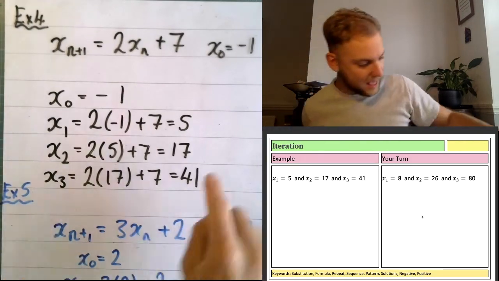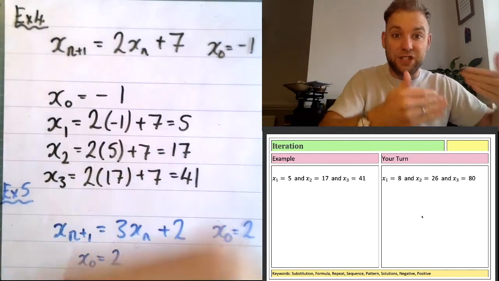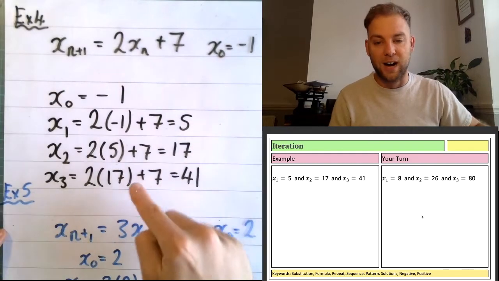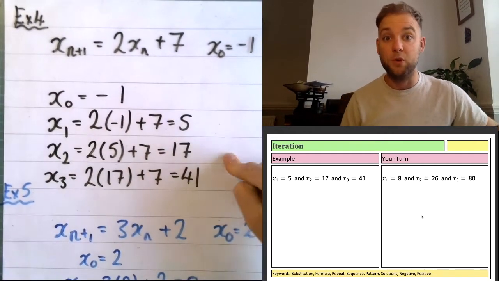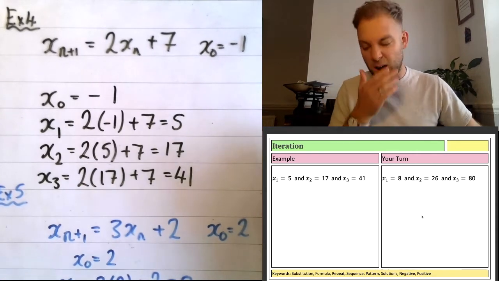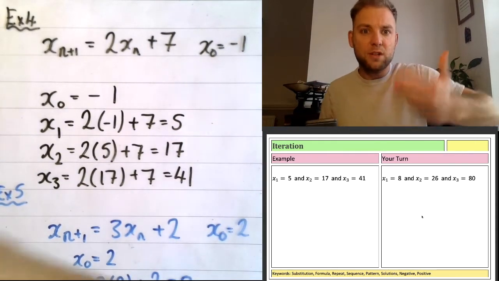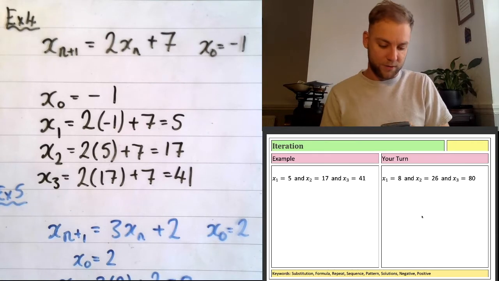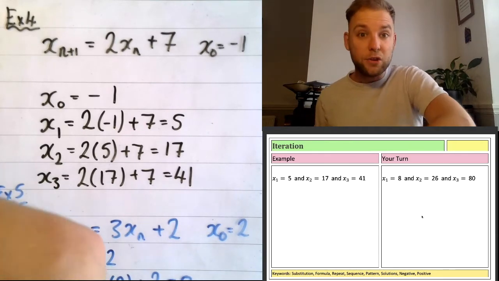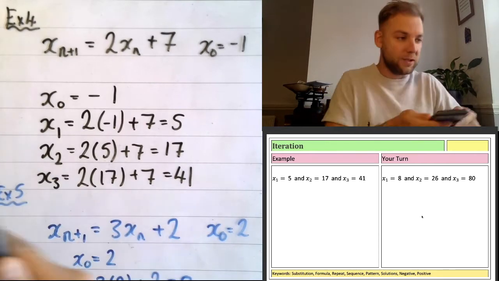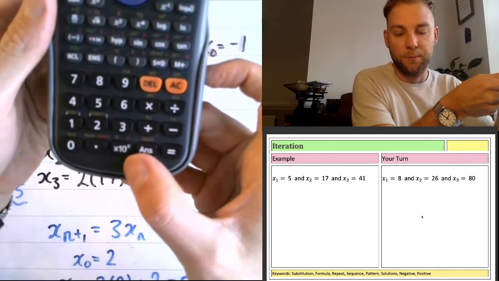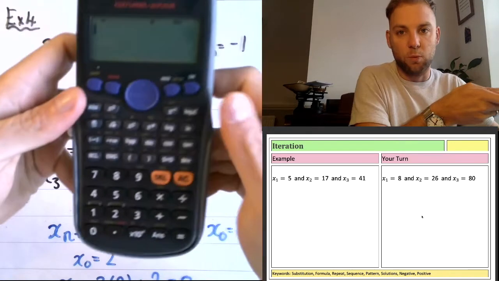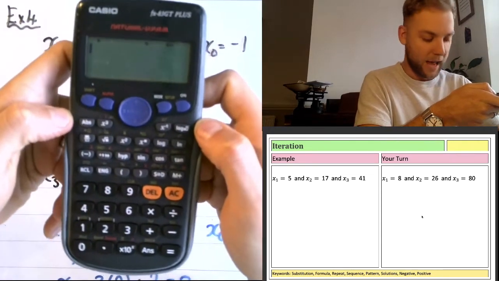Now, here, we actually subbed in each time, didn't we? We subbed in 5, then we subbed in 17, we subbed in -1, then we subbed in 5, then we subbed in 17 into each of these. But actually, if you want to do this iteration process loads of times, you want a quick way of doing this. Now, the way that we do this is by using this answer button on our calculator. See here, this answer button, okay? This answer button is the way that we do that, okay?